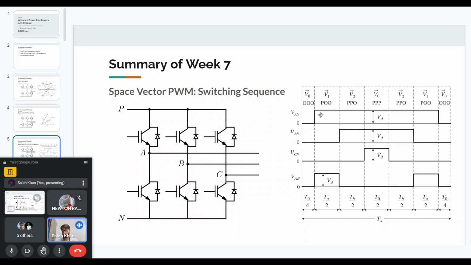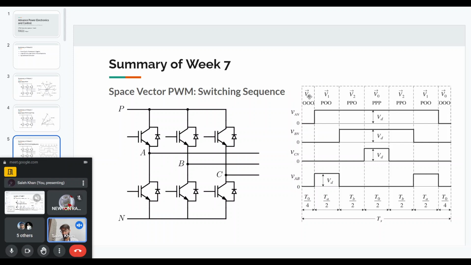Then we will turn on the switch of phase A, then we'll turn on the switch of phase B, and then we'll turn on the switch of phase C. So only one switching is happening at a time, and then we'll turn off them one by one. The timings are given here. The first T0 time we will have for 1/4 of the full T0 time. Then we'll have 1/2 of the Ta time, because the other half will be at the end. So it will be symmetrical across the midpoint of this whole time. This is for sector one.